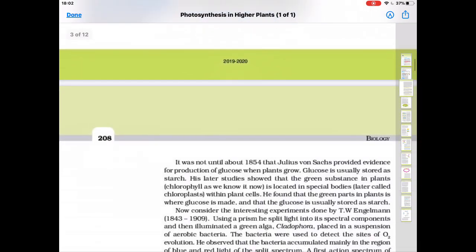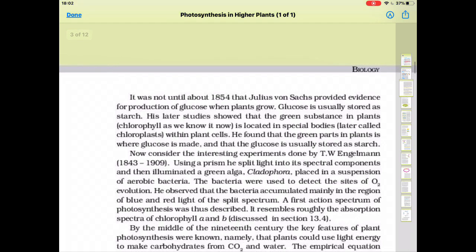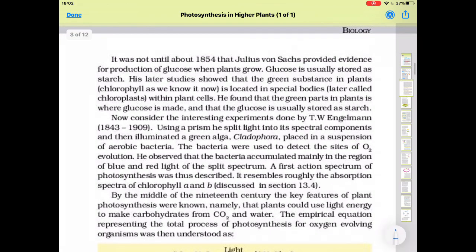Julius von Sachs provided evidence for production of glucose when plants grow. Glucose is usually stored as starch. Plants store glucose as starch. Then T.W. Engelmann, using a prism, split light into its spectral components and then illuminated a green alga, that is Cladophora, placed in a suspension of aerobic bacteria.